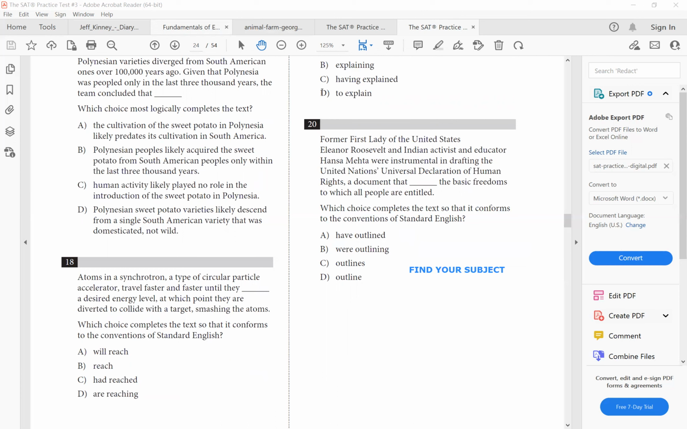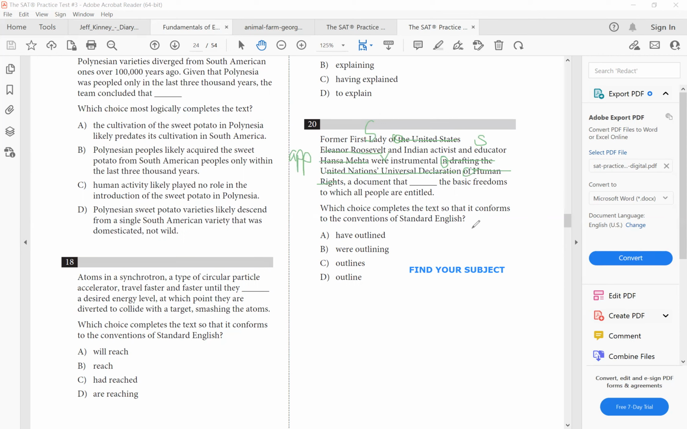Okay, so former First Lady, cross out of the United States. Oh, actually, I can cross out Eleanor Roosevelt because that is an appositive. And then I have and Indian activist and educator, cross out Hansa Mehta, that is an appositive as well. So I have a compound subject, right? Were instrumental, meaning very important. Cross out the prepositional phrase in drafting the United Nations Universal Declaration of Human Rights. So cross out that whole big chunk of prepositional phrase.